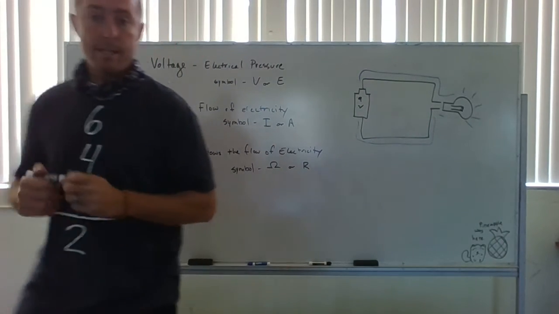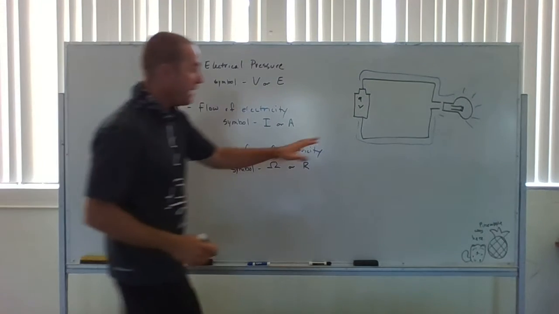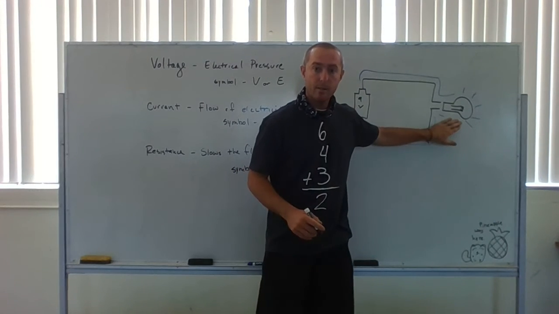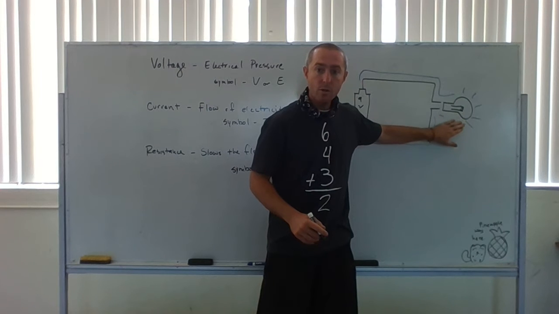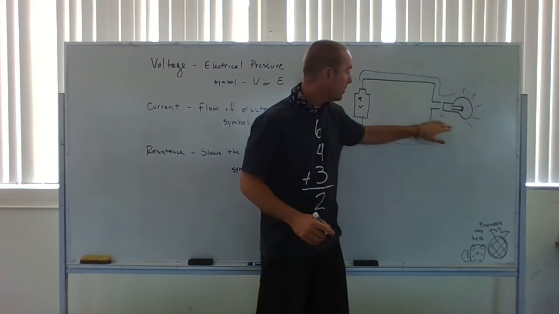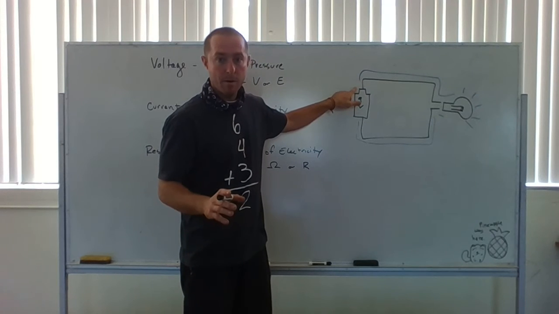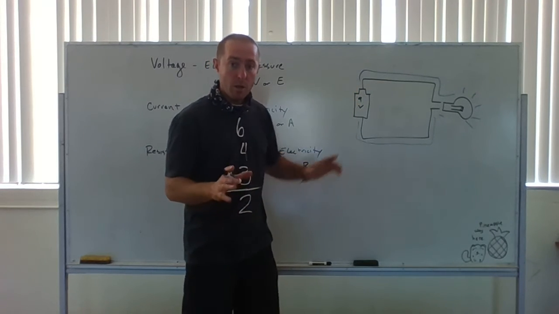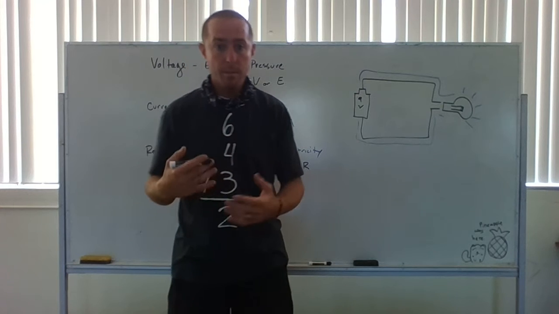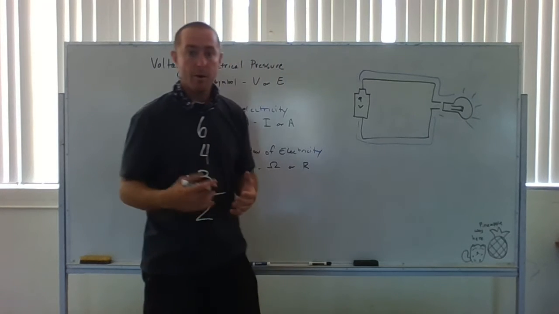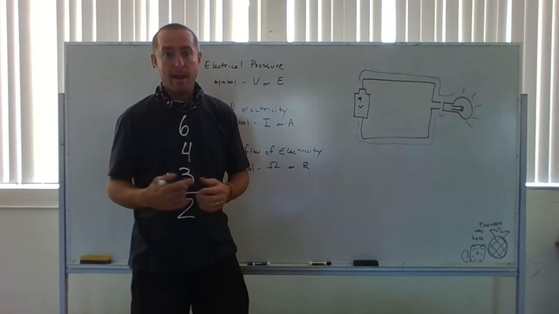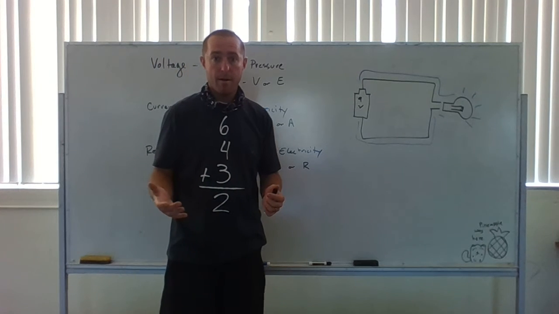Now, resistance in this circuit: this light bulb is the resistance. It's what's called a load. This is using up these electrons, slowing them down before they get back to the battery. That's extremely important, all right? If you don't slow down the electrons, if they don't go through some type of load, you're going to have a short or a fault. And usually what happens is an electrical fire, all right?